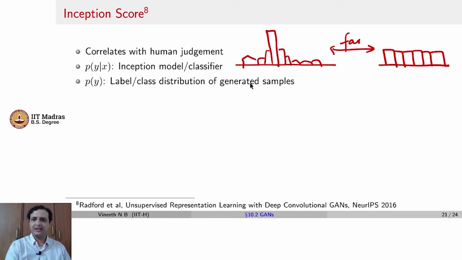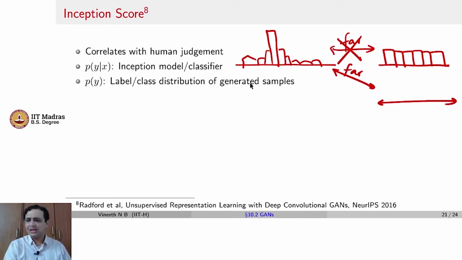Not necessarily. We don't want it to be far away from a uniform distribution. We actually want it to be far away from how class labels are distributed among those generated images. That is the baseline for us, because it's possible that your GAN model generated more images of a certain class and lesser images of another class.